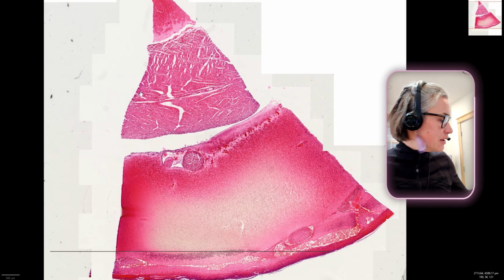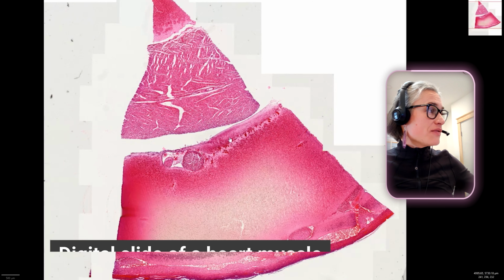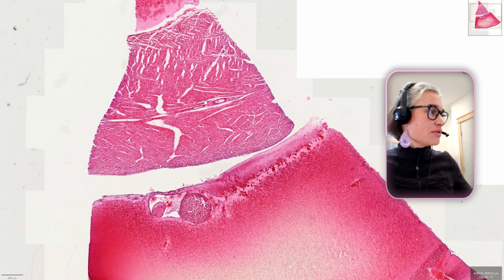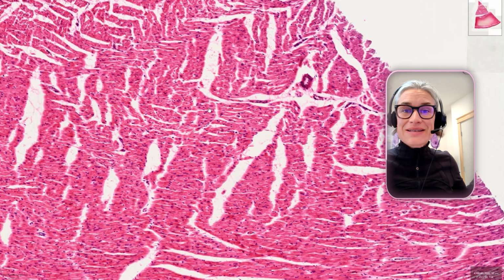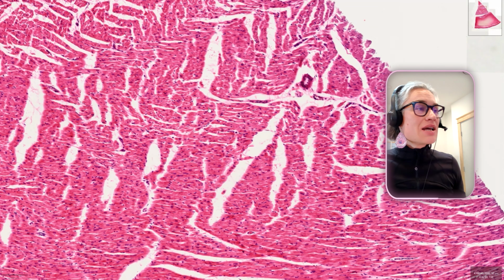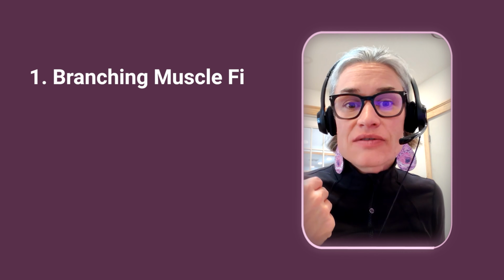We are looking at the digital slide of a heart muscle. I'm going to show it to you in more detail. We had a glass slide that was digitized. So digital pathology is the technology that makes it possible to view slides on the computer screens. The key histological features that we're going to try to see in this slide are branching muscle fibers.